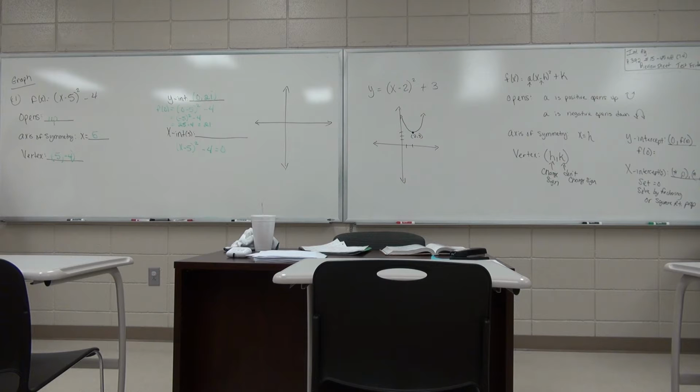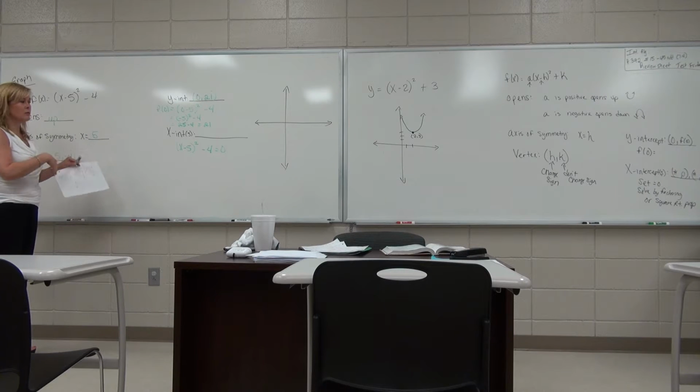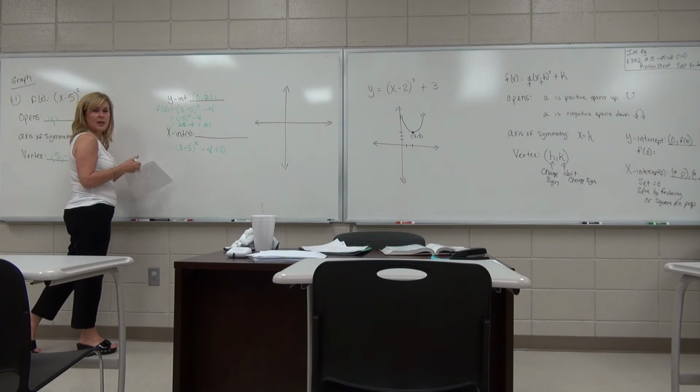Now you see you've got a squared, so you're probably going to get 2 answers here. Now you've got 2 options. You can pull this out, say x minus 5 times x minus 5, subtract the 4, then solve it by factoring. Or you could do the square root property. Remember, the square root property is when you have something squared equal to a number.